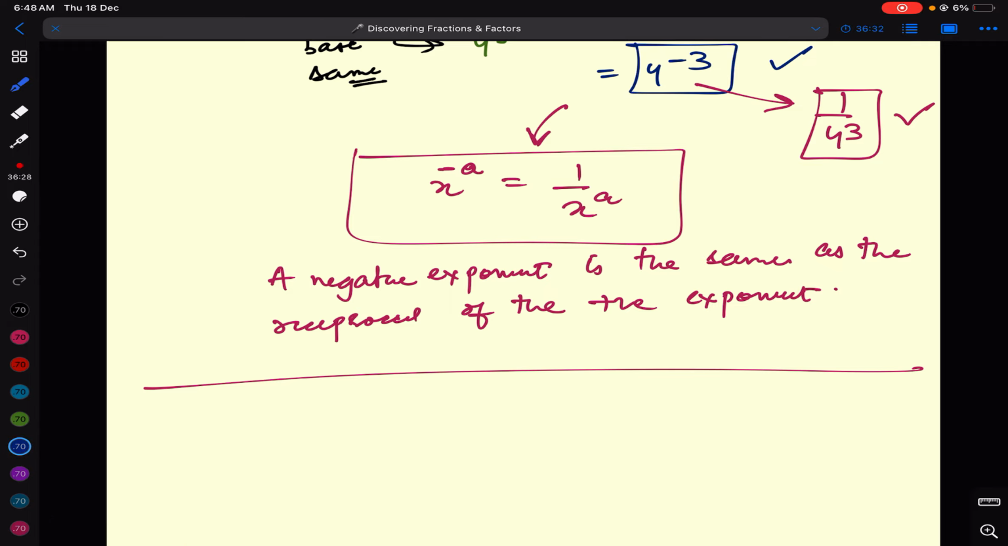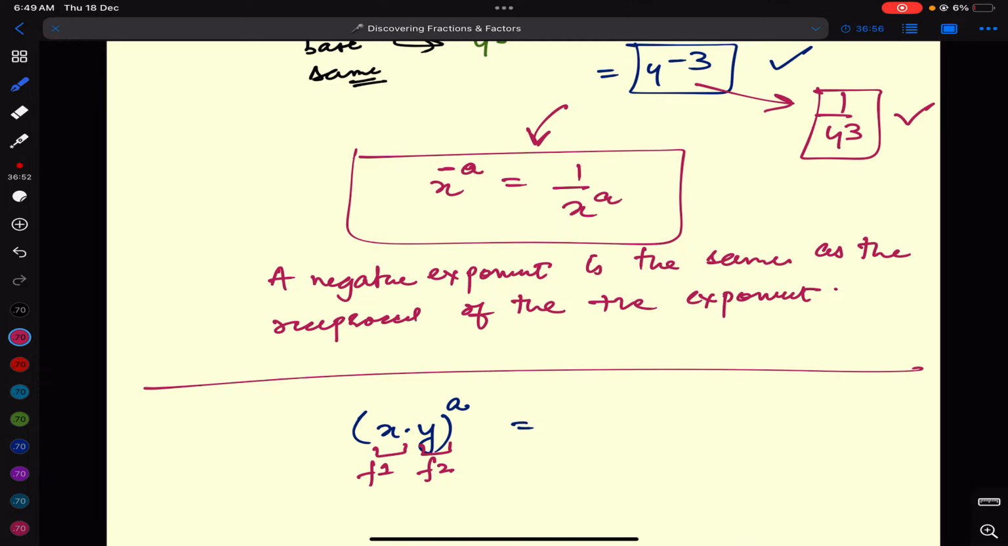Now the next scenario that we have here is when we raise a product. Let's say there is a product of two variables, x and y, and we are raising that to exponent a. So in that case, what we are doing is raising each factor to the power. By each factor I mean this one: this is your factor number 1, this is your factor number 2.